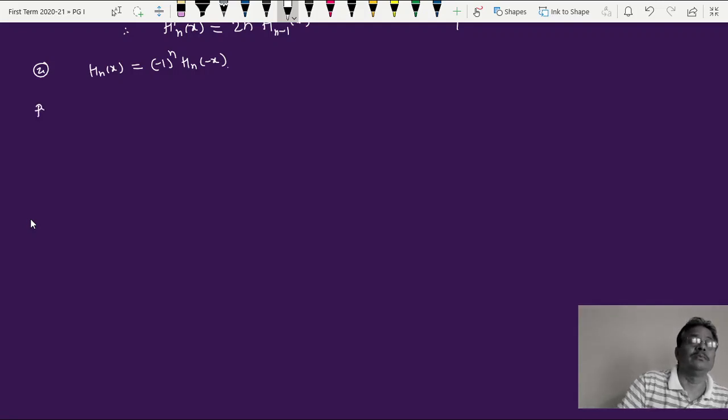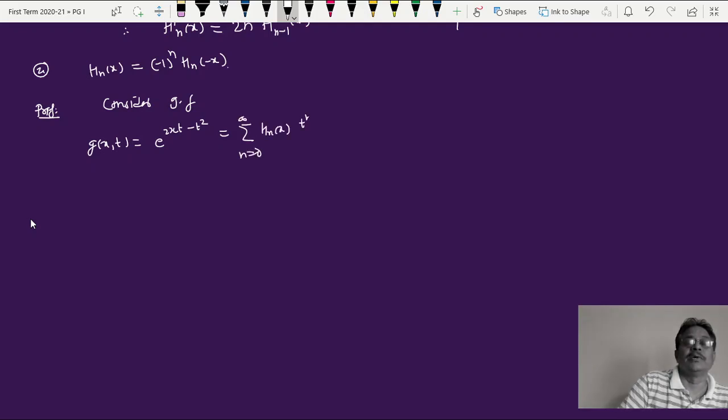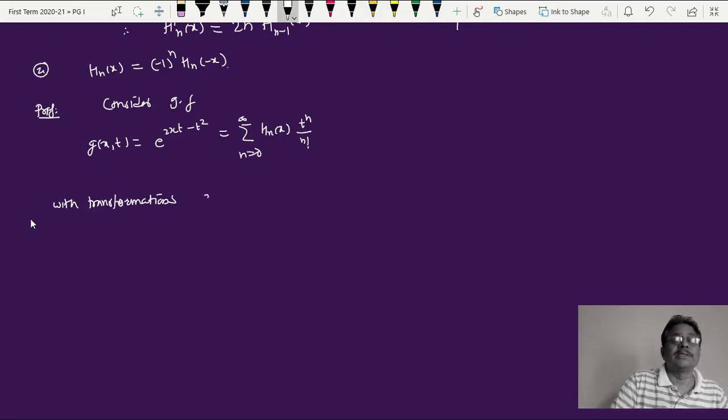So again, the proof will go a bit faster here. Consider the generating function. Again it is g of x, t is equal to e raised to twice xt minus t square, that is equal to summation over n equal to 0 to infinity h n of x into t raised to n upon n factorial. This is my given generating function. Now we have to replace something with transformations. Replace x by minus x prime and small t by minus t prime. Let's see what will happen to our equation.